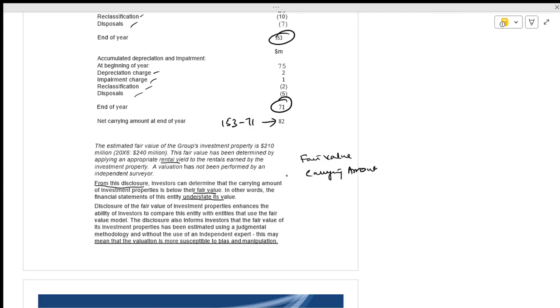It happens in both ways. Sometimes carrying amount will be more, fair value will be less. Sometimes fair value will be more, carrying amount will be less. That's what they say. We have to disclose this. It enhances the ability of investors to compare this entity with other entities, because we have to be very transparent. So that stakeholders and investors can compare whether you are doing it in the right way or not. The disclosures also inform investors that the fair value of the investment property is determined using a judgmental methodology.